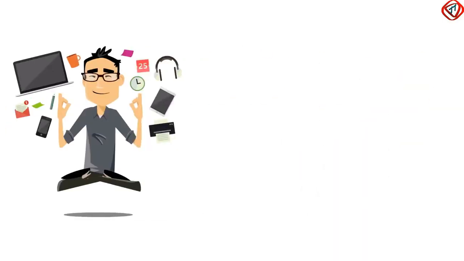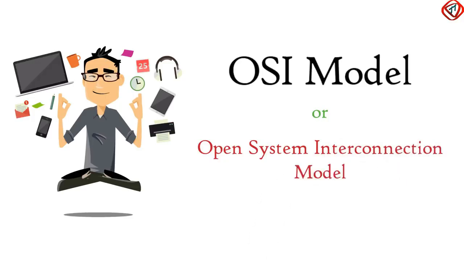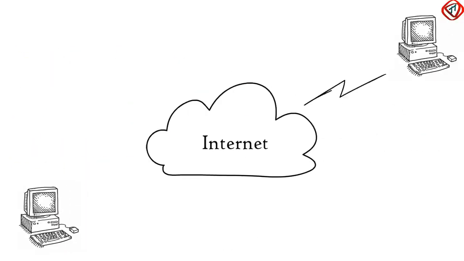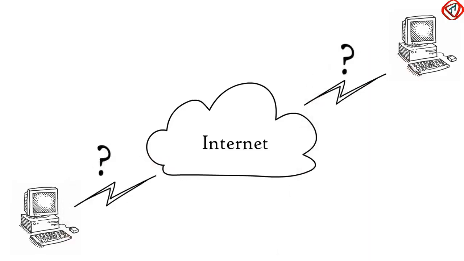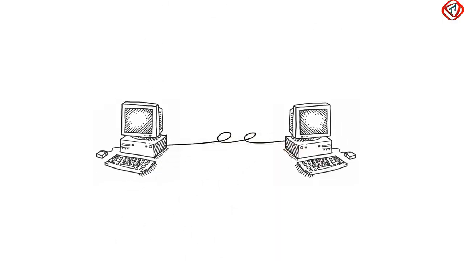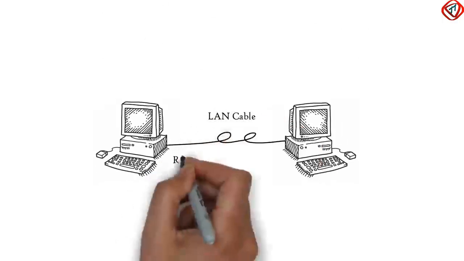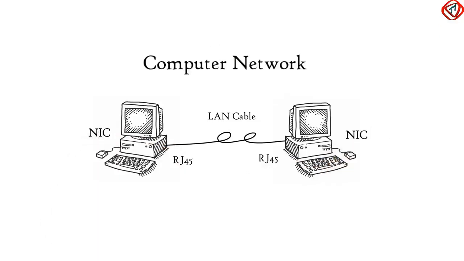Today we are going to learn about the OSI model, or Open System Interconnection Model. So let's start. The OSI model defines and is used to understand how data is transferred from one computer to another in a computer network. In the most basic form, two computers connected to each other with a LAN cable and connectors, sharing data with the help of network interface cards, form a network.